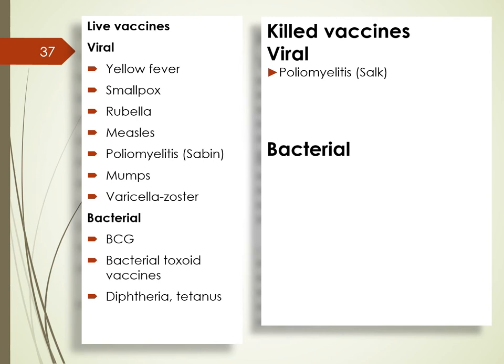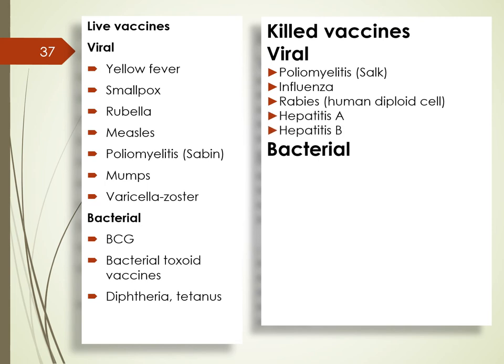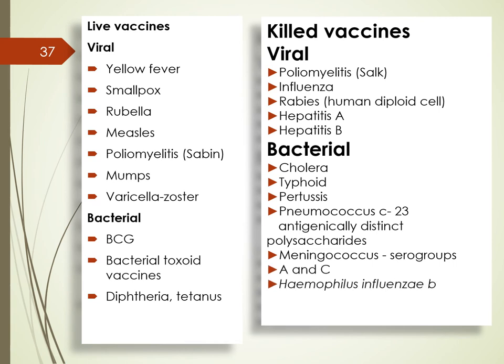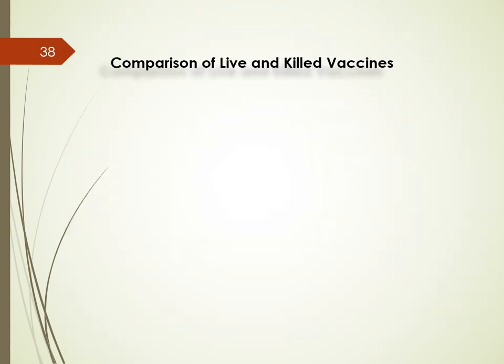For your killed vaccines, the viral type will be your injectable influenza or flu, and your rabies, which are killed but usually grown in human diploid cells. Your Hep A and your Hep B are all killed viral vaccines. Bacterial will be your cholera, typhoid, pertussis, your pneumococcal with 23 serotypes, and pneumococcal polysaccharides. Meningococcus with serotypes A and C, your haemophilus type B, your rickettsia, and your typhus. Okay, so now we compare your live and killed vaccines.